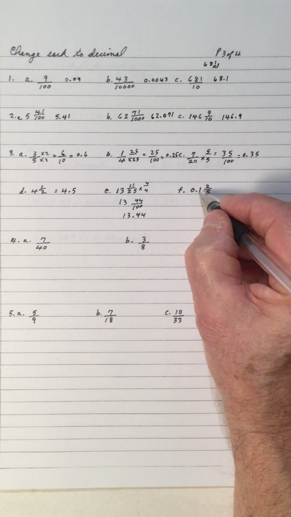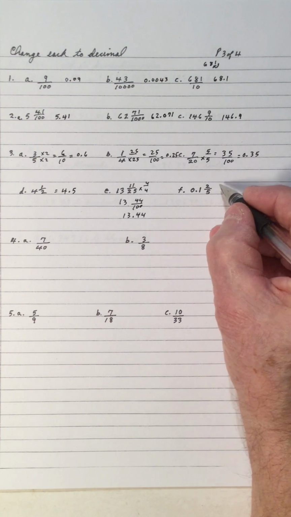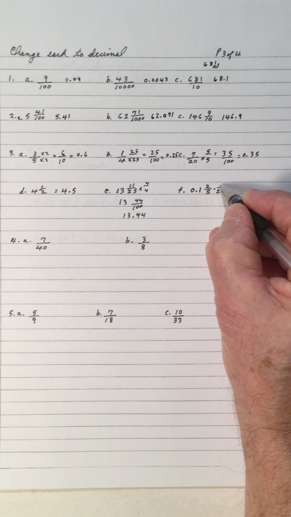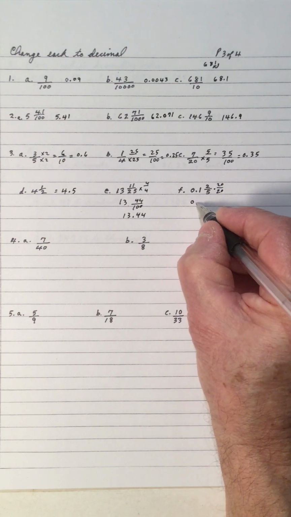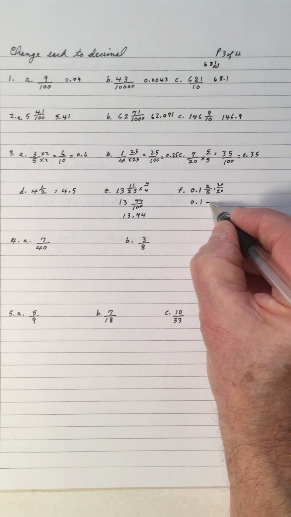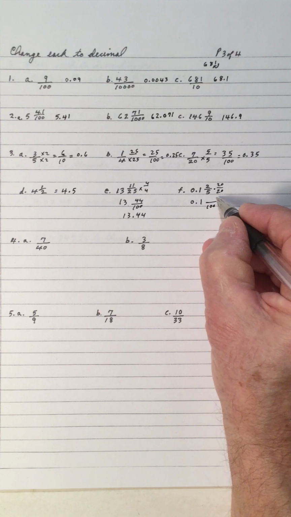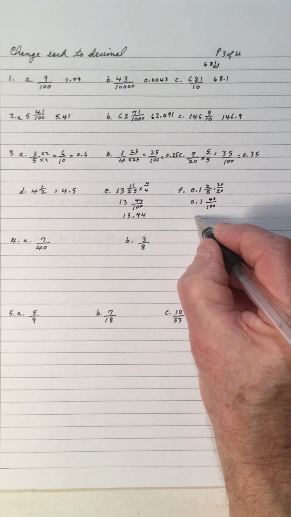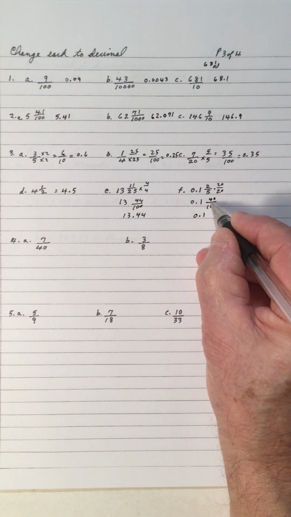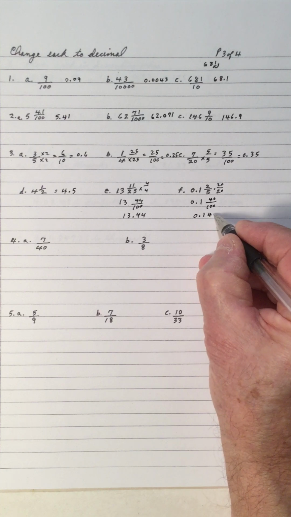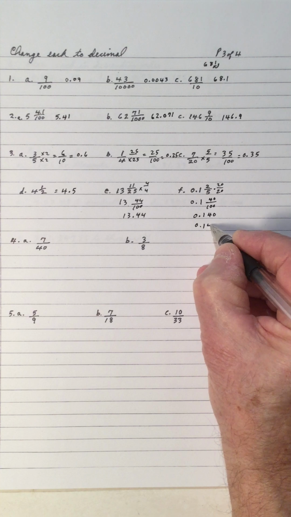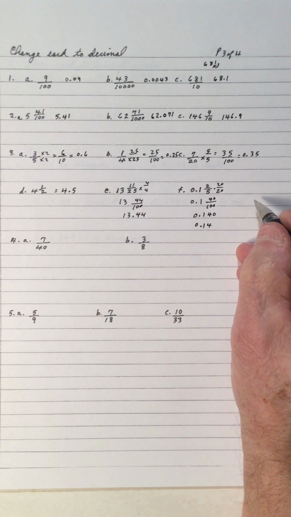Now we got a decimal 1 and 2/5. So let's look at the 2/5 first. 2/5, we multiply by 20. So that gives us decimal 1 and 40 over 100. So that's 0 decimal, and 40 over 100 is 0.40, and the 0 on the end is not needed, so we got decimal 1.4.